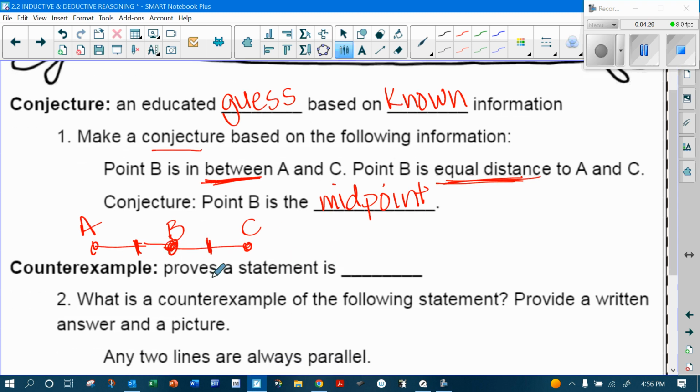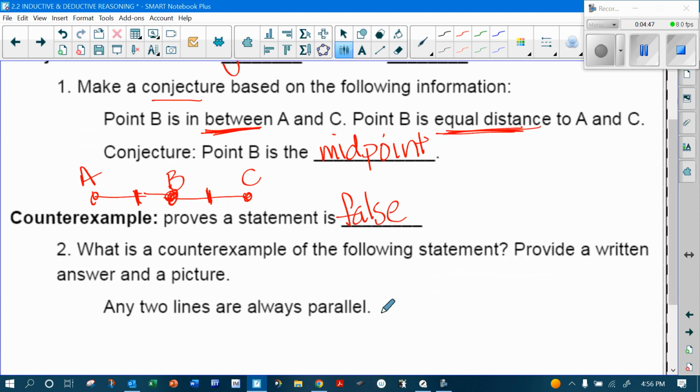Now, a counterexample is a statement that you make when you want someone's statement to be false. For example, what is a counterexample for the following statement? Provide an answer and a picture. So let me just give you a non-math one real quick. If I were to tell you all birds can fly, can you prove that my statement is false? You would provide a counterexample, and you would probably say, penguins don't fly. And I would say, you're absolutely right. Therefore, you just proved by using a counterexample that my statement is false.